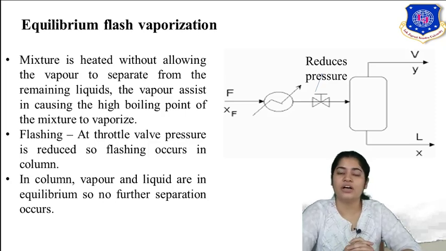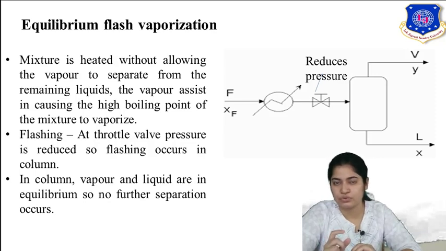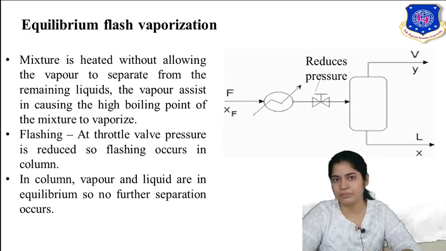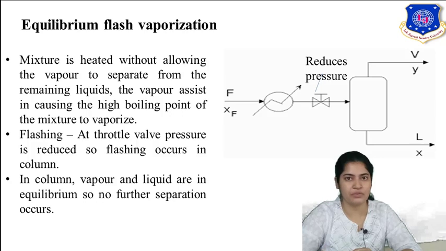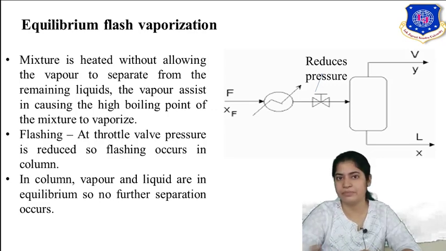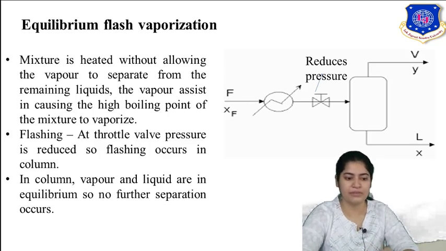Okay, now again revising the concept of distillation. What is your driving force? It is the difference between your existing condition and the equilibrium condition. Now, equilibrium is already there between vapor and liquid. As it enters the column, vapor and liquid come into an equilibrium condition. It means as equilibrium is achieved, no further separation will take place. Okay. So vapor and liquid are in equilibrium, hence no further separation.